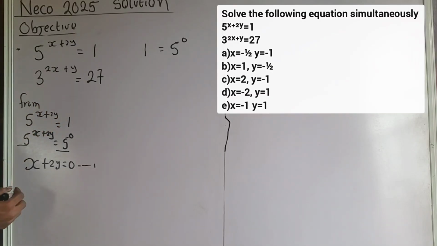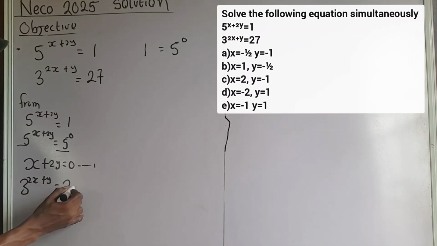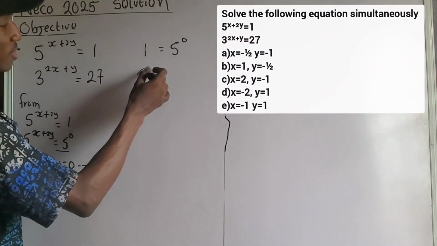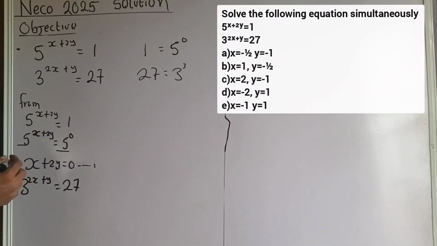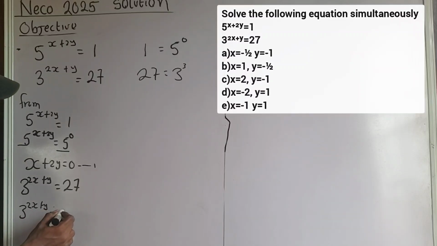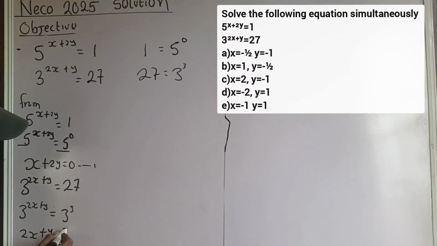From the second equation, 3 raised to the power of (2x plus y) equals 27. Don't forget that 27 can be written as 3 raised to the power of 3, because 3 times 3 times 3 is 27. So I'm going to have 3 raised to the power of (2x plus y) equals 3 to the power of 3. Since their bases are equal, I can equate the powers. So I'm going to have 2x plus y equals 3. Call this one equation 2.